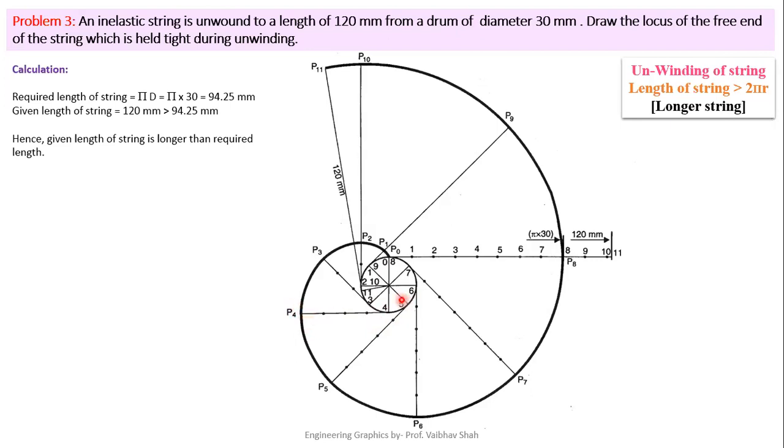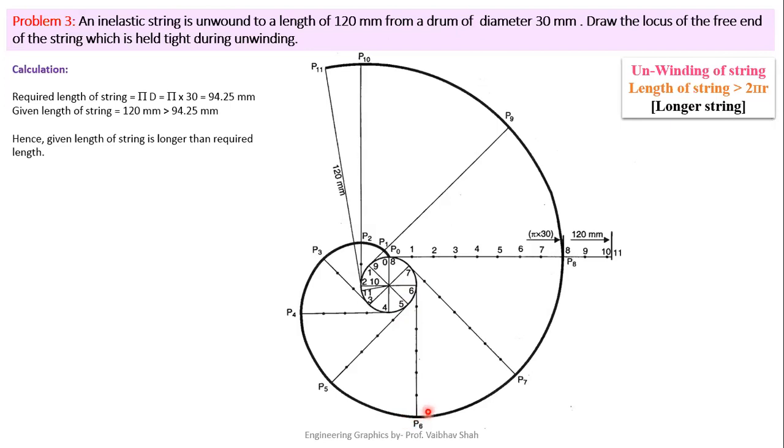Now for P5, our total string would be open from 0 till 5. You will be having total length from 0 till 5 here. So you have to take dimension of 0 till 5 on your rounder. Put your rounder at point number 5 and you have to cut this point here. You will be having P5. Now our string will open from 0 till 6 on the circumference of circle. That means we have to take 0 till 6 on our rounder. Put your rounder at point number 6 and try to cut this line.